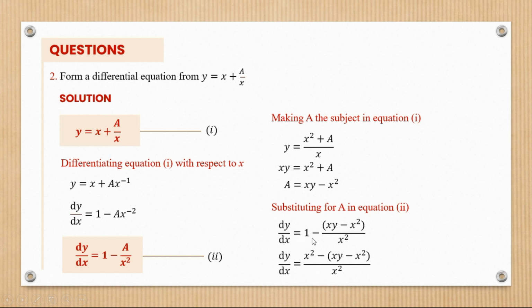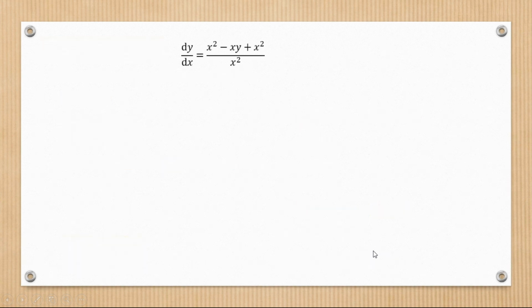X squared. So x squared times 1 is x squared. So I have x squared minus that right there. So now we can safely open the brackets, and then we'll have it as x squared minus xy plus x squared over x squared. Now as you can see, the x squared values add together at the numerator, and we'll have it as 2x squared minus xy over x squared.